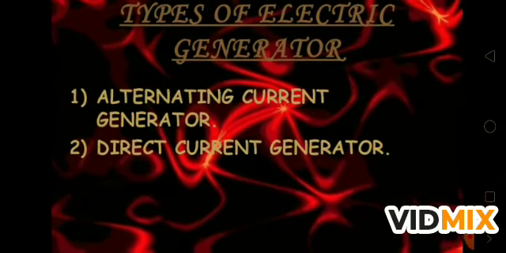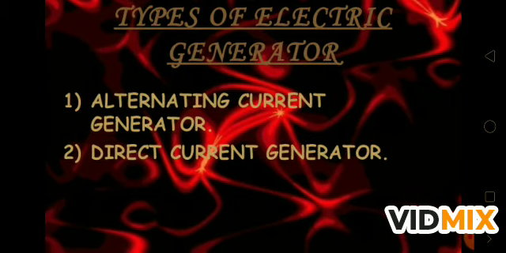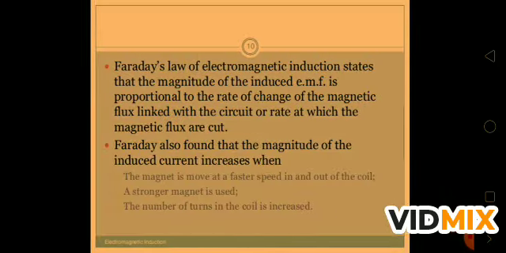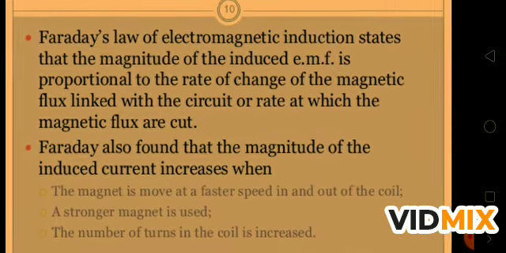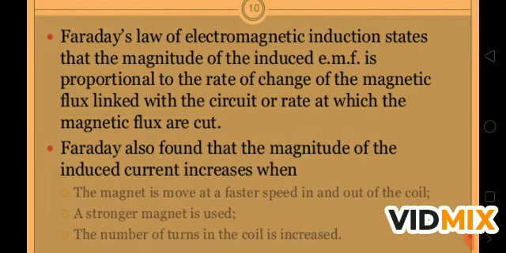So there are two types of electric generator: alternating current generator, meaning AC generator, and direct current generator, meaning DC generator. So what is the difference between these two? Now Faraday's laws of electromagnetic induction state that the magnitude of induced EMF is proportional to the rate of change of magnetic flux linked with the circuit, or the rate at which the magnetic flux lines are cut.